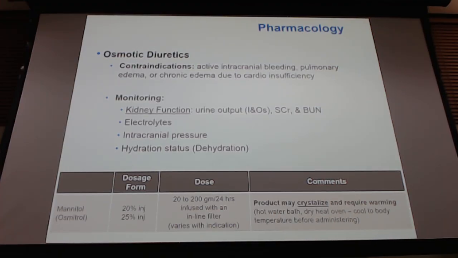And the drug in this class is mannitol, or Osmitrol, which is kept in the refrigerator, so the product may crystallize and require warming up before you give the injection to them. So put it in a hot water bath or dry heat oven, then cool it down so that that doesn't occur.